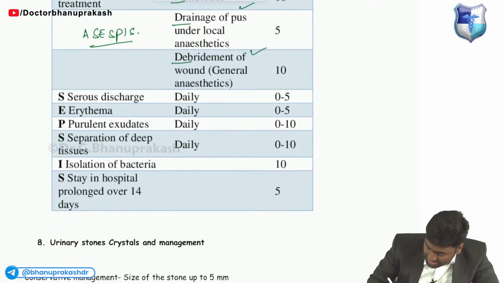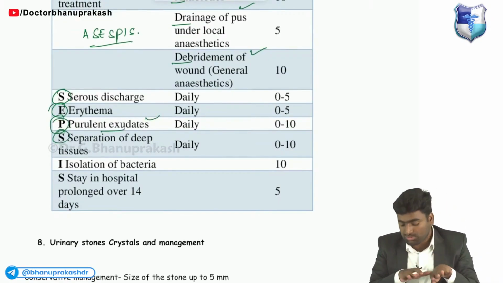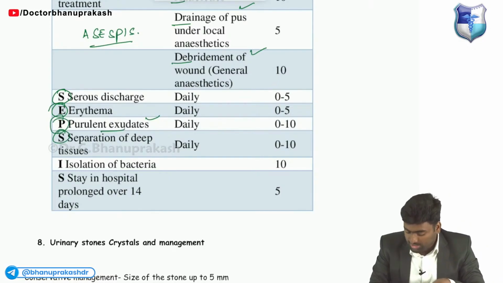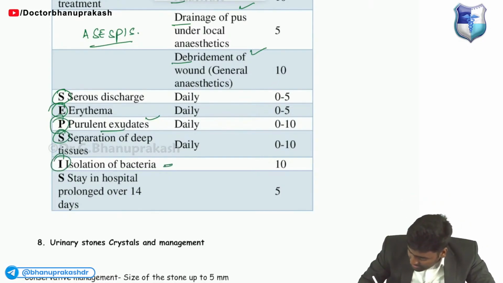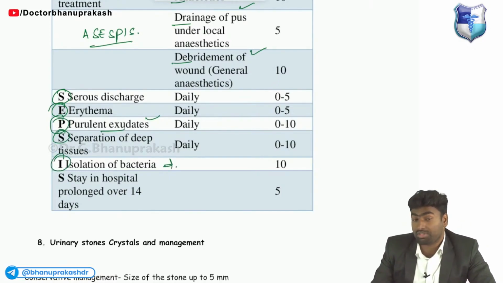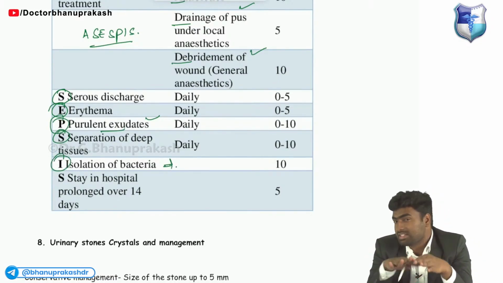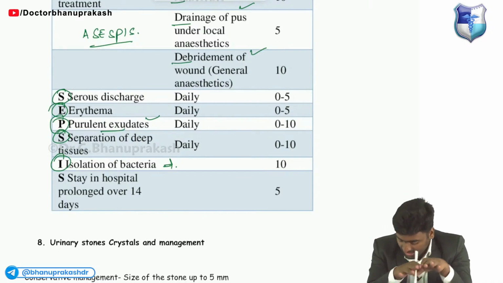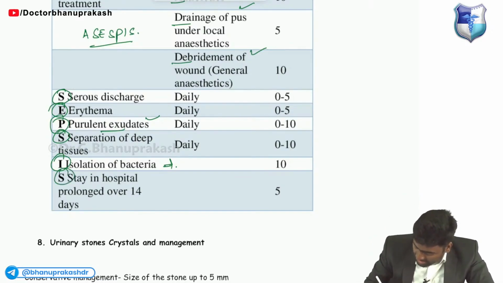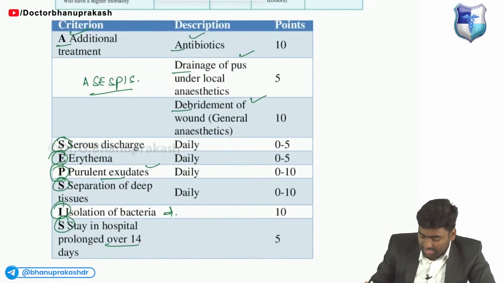And then if there is any serous discharge, erythema, or purulent exudate, or is there any separation of the deep tissues inside the suture you closed, or is there any isolation of bacteria present near the wound site. If there is any bacterial infection, it will prevent wound healing, right? Then how long is the hospital stay? Based on it, we'll collect a score known as the asepsis score.